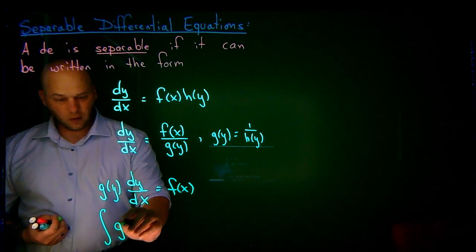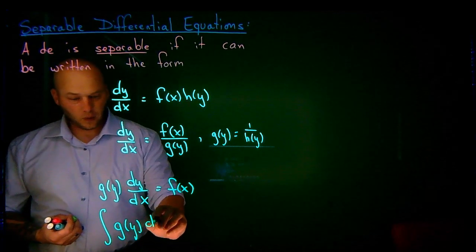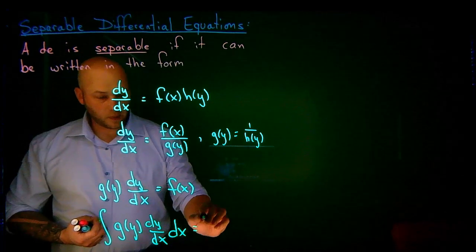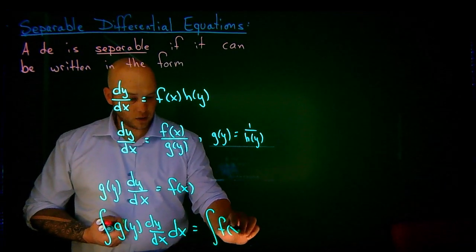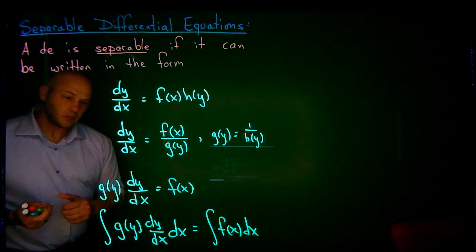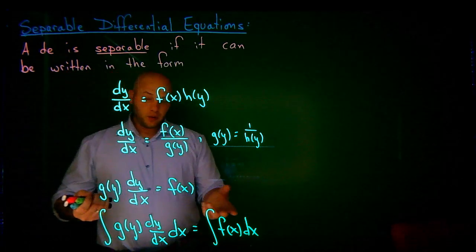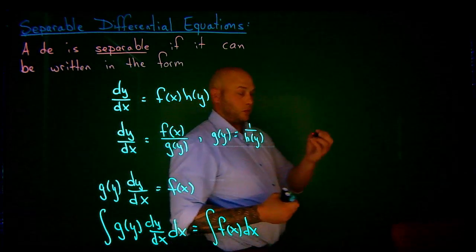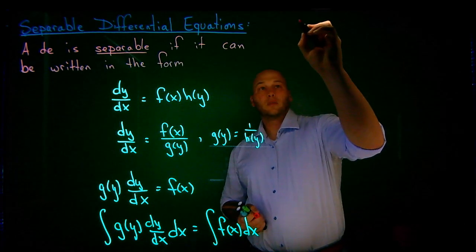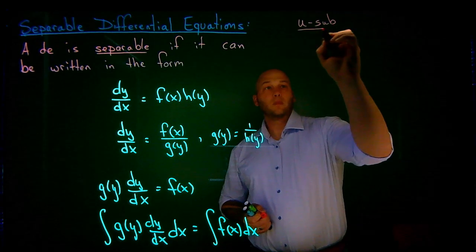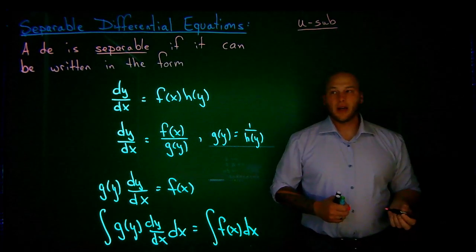So the integral of the left-hand side with respect to x, and then I'm going to integrate the right-hand side with respect to x. And that gives me the following. Now, in order to simplify this, I'm going to use a u substitution, as follows.